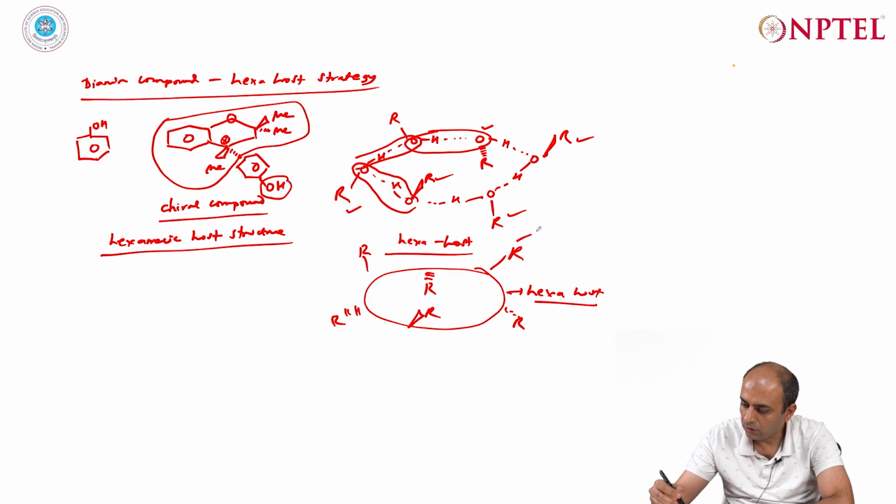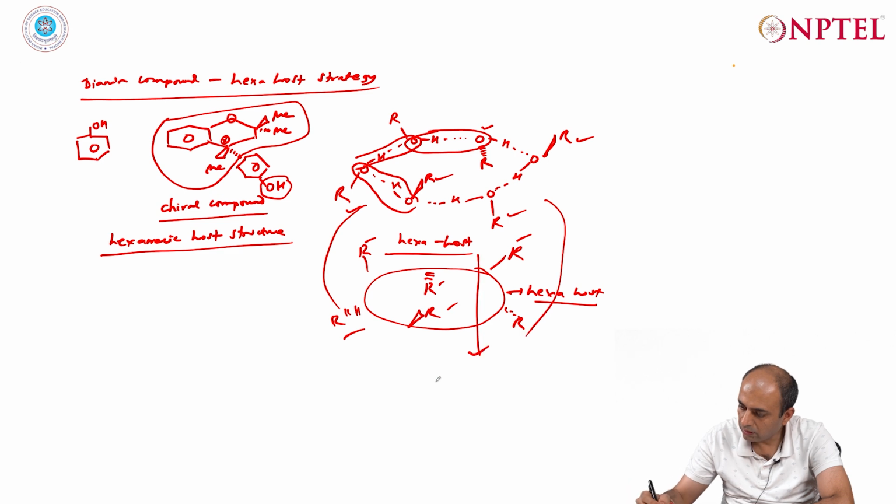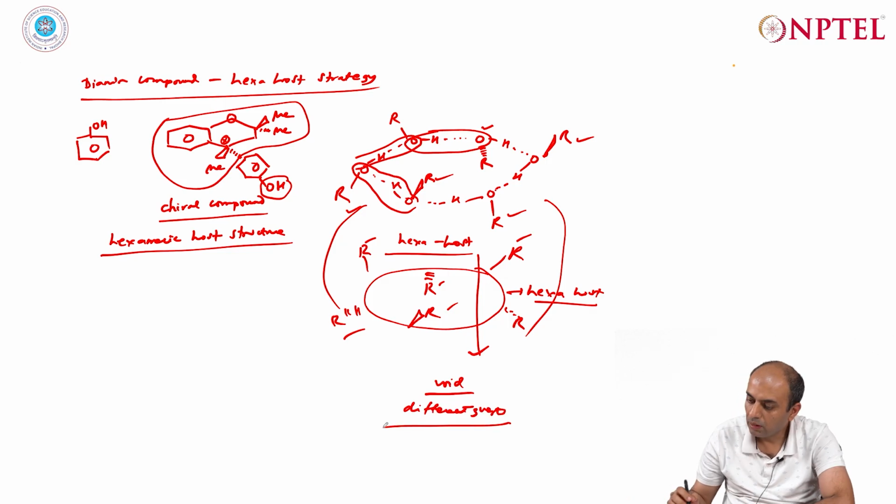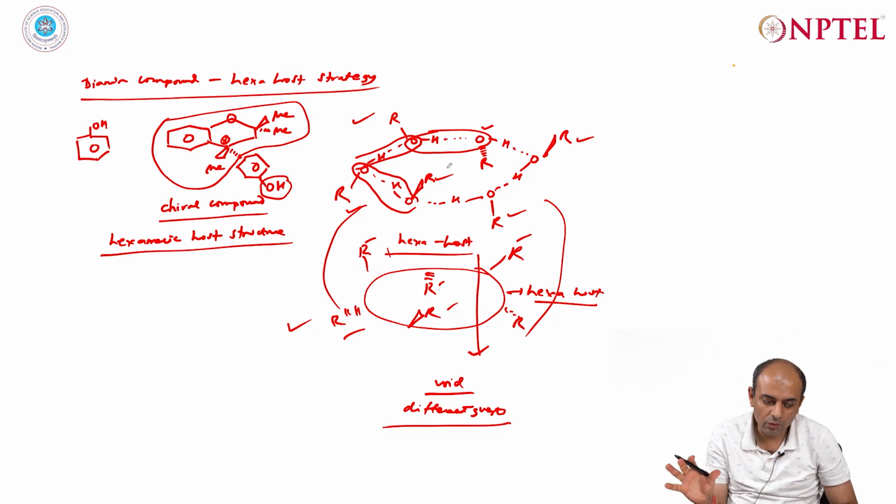So you have 3 R groups in the top, 3 in the bottom, and now you see that there is a void which is created here, and this void can now include different guests. So there is one hexa host in the top, another hexa host in the bottom, and there is a lot of void space now available into which the guest molecules can go and sit. So this is a very unique structure type, and this shows very clearly the cage-like structure which is present in the hexa host Dianin compound.